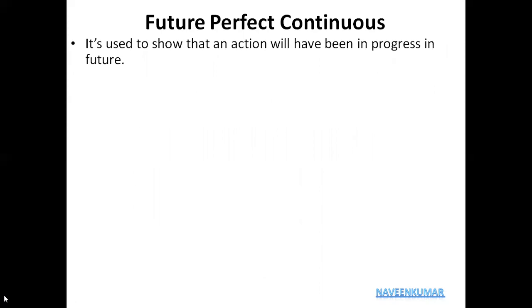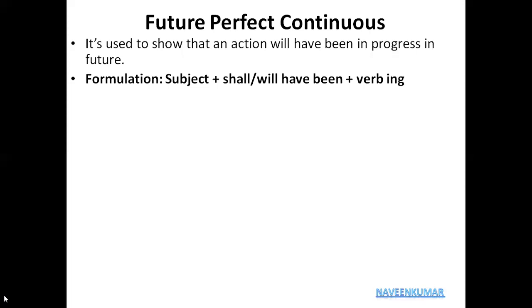Next one, future perfect continuous tense. When we use future perfect continuous tense, it's used to show that an action will have been in progress in future. Formulation: subject plus shall have been or will have been plus the verb in ing form. Don't get confused between future continuous tense and future perfect continuous tense. In future continuous tense, action will be in progress in future. That's it. But in future perfect continuous tense, an action will have been in progress for a certain period of time in future. That is the only difference.